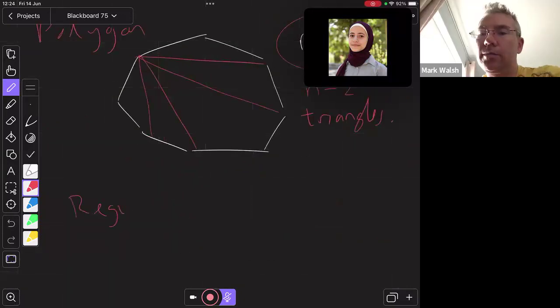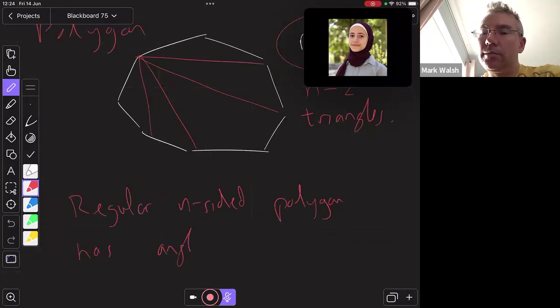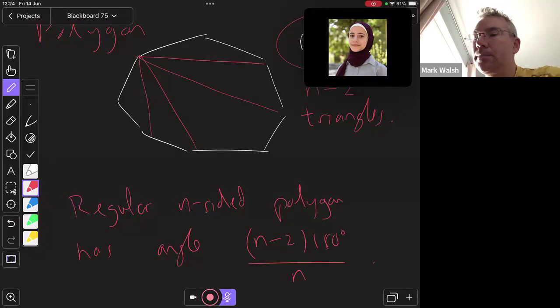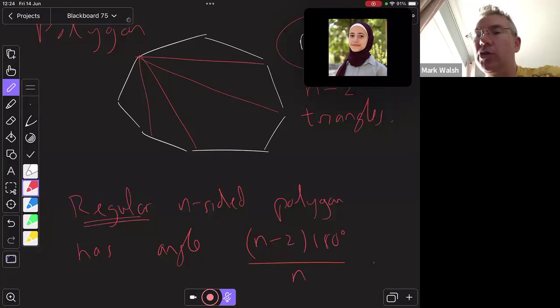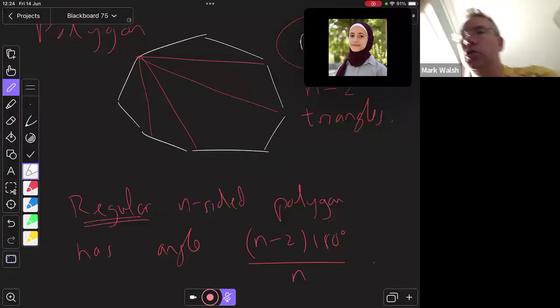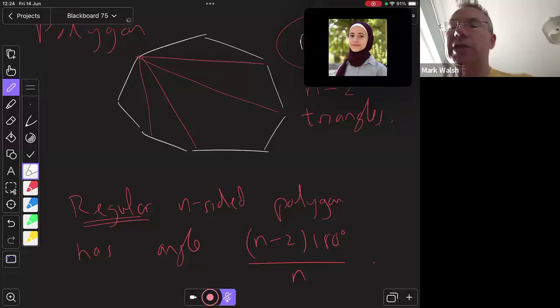And so you can derive a general formula. A regular n-sided polygon has angle: n minus 2 triangles times 180 degrees divided by n, since you'll have n angles. So that's the formula for the angle. Okay, everyone happy with that? Yes. Again, regular is the case when all the angles are the same. You can have polygons that don't have all the angles the same, but that would be the case if you have all the angles the same.